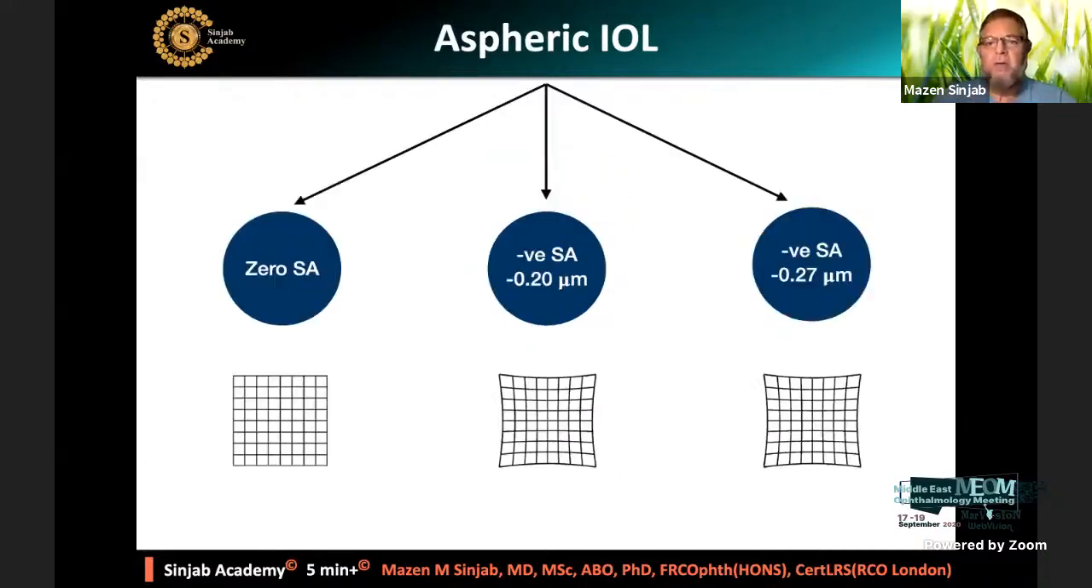For the aspheric IOL, there are three types of aspheric IOLs in the market. It is not only one type. So whenever we order an aspheric IOL, we have to be sure which type we are ordering. There are aspheric IOLs that provide zero spherical aberration. Other types provide negative spherical aberration, which is minus 0.20 microns, and the type that provides minus 0.27 microns. This is regardless of the power of the lens. We are not talking about the power, we are talking about the spherical aberration that this type of lenses induces.